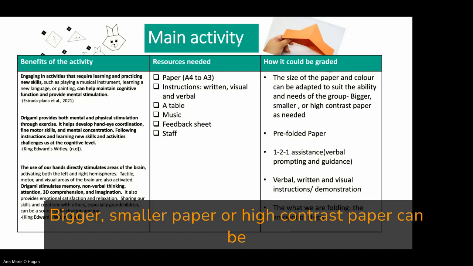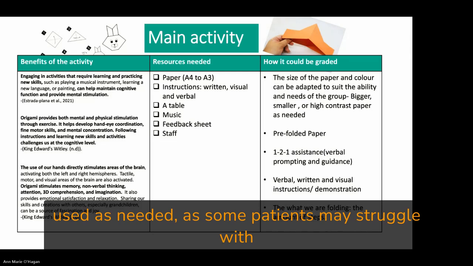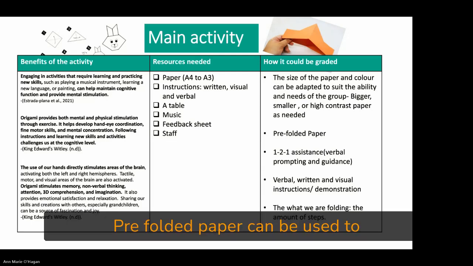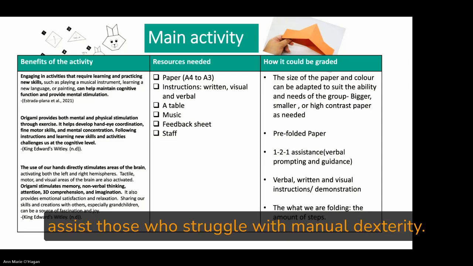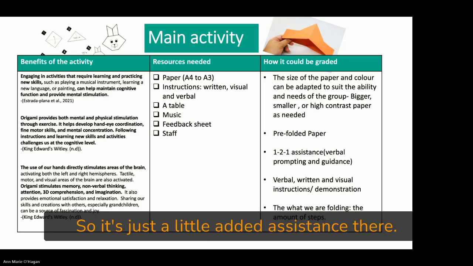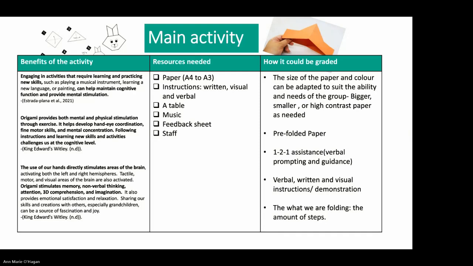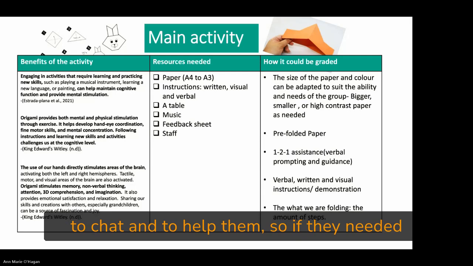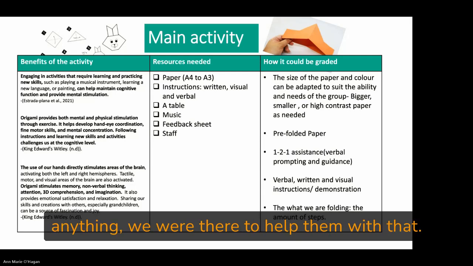Bigger or smaller paper, or high contrast paper, can be used as needed, as some patients may struggle visually to see the paper. Pre-folded paper can be used to assist those who struggle with manual dexterity, so it's just a little added assistance there. There's also one-to-one assistance. Each patient had at least one person there to sit, to chat, and to help them. So if they needed anything, we were there to help them with that.